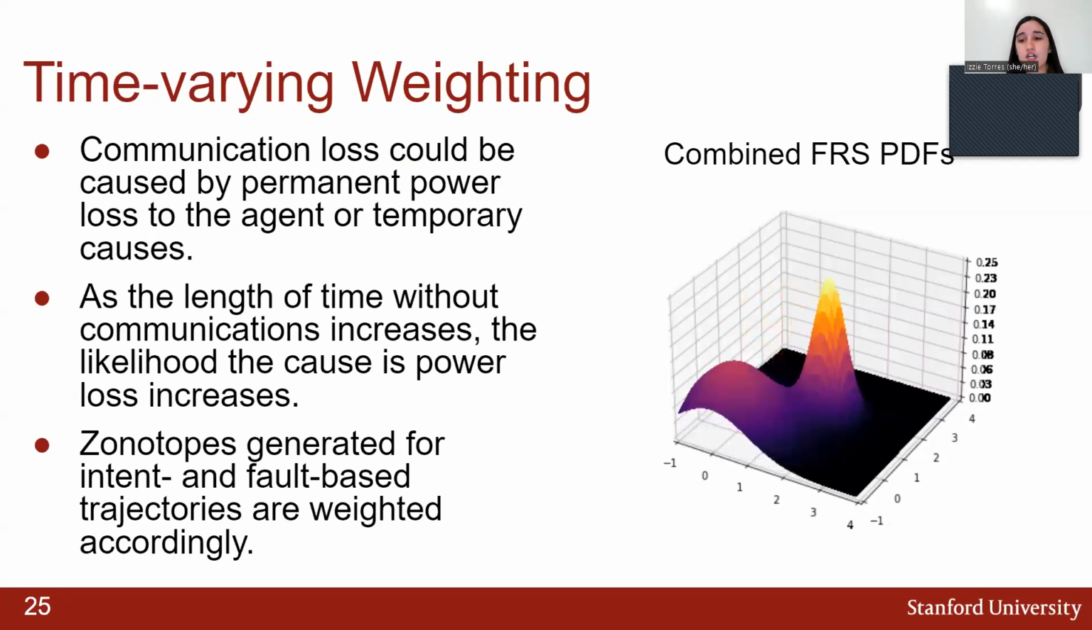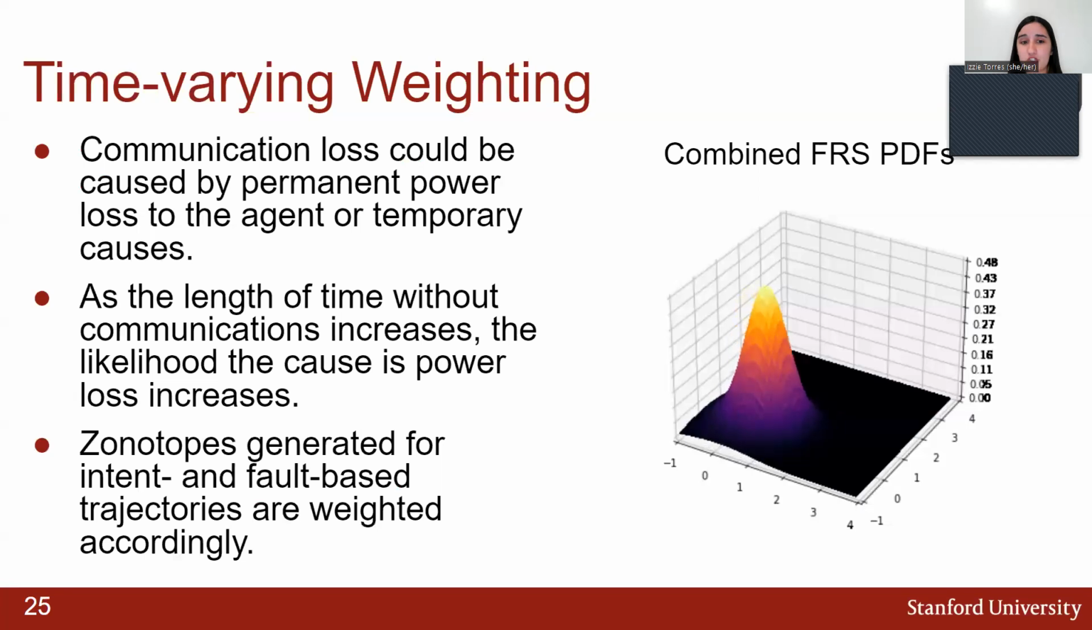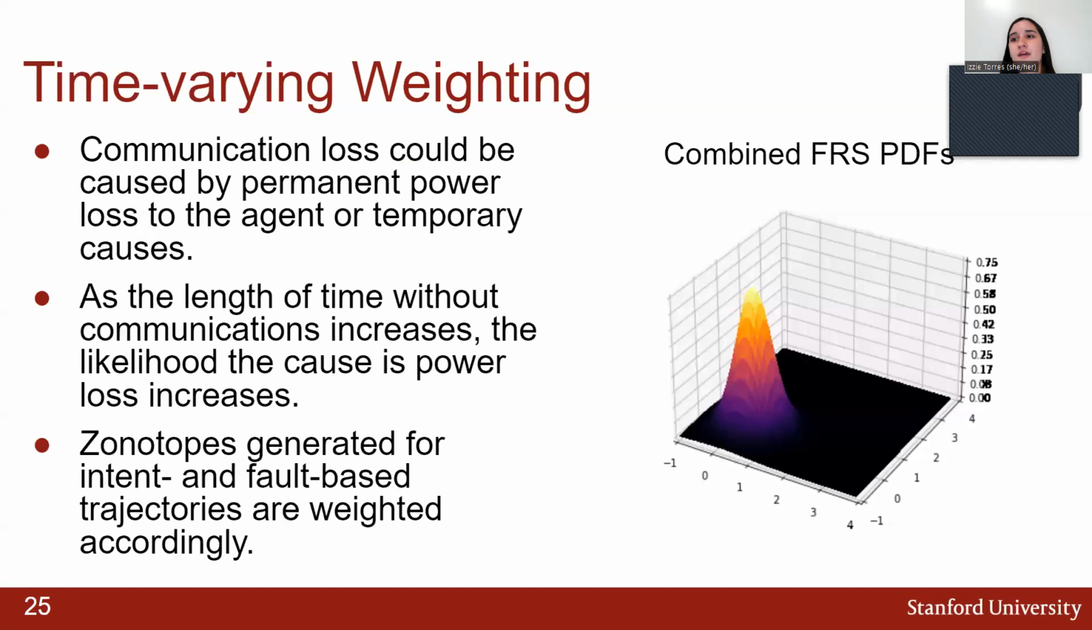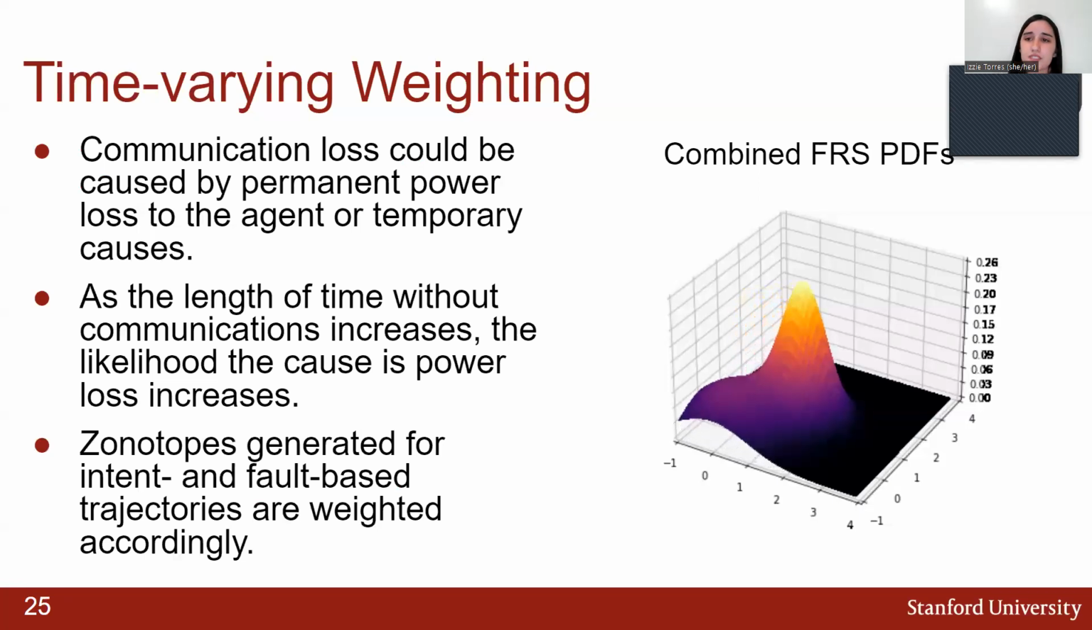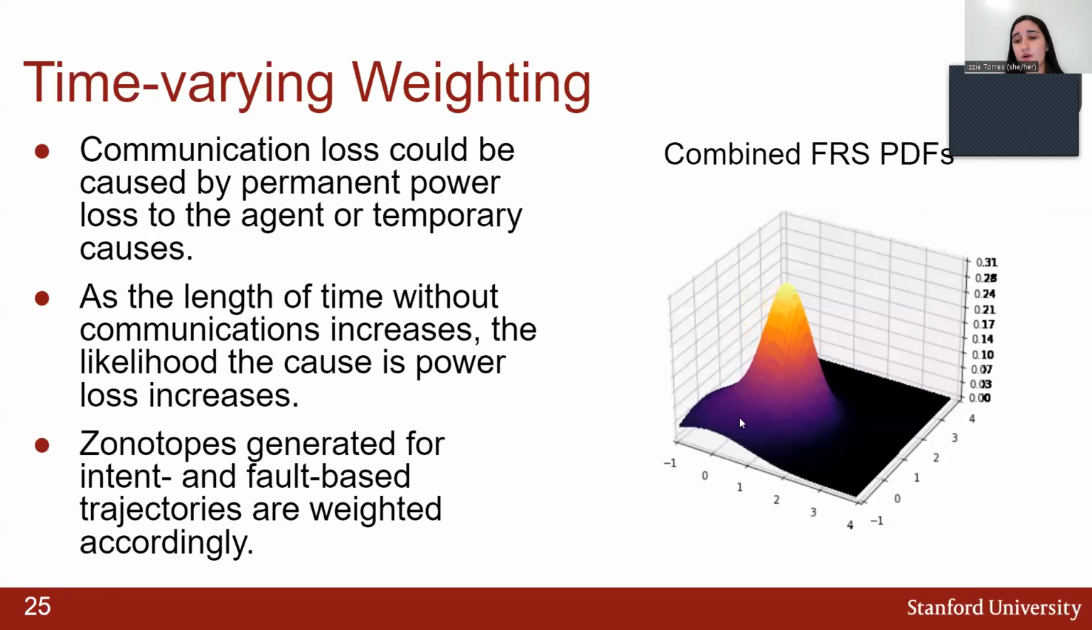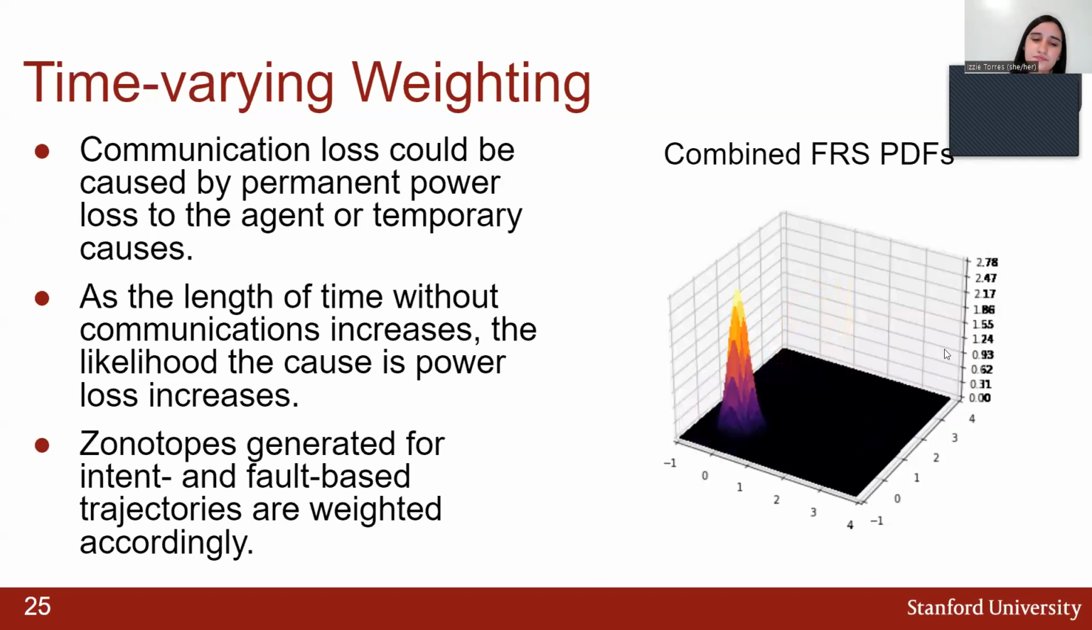So the zonotopes generated for intent and fault-based trajectories are weighted differently over time as it becomes less likely that the rover is still moving. You can see an example of this where the point around the origin, the fault-based FRS is increasing in probability with time, and then you have this intent-based FRS, and over time it is relative to this other FRS not as large.